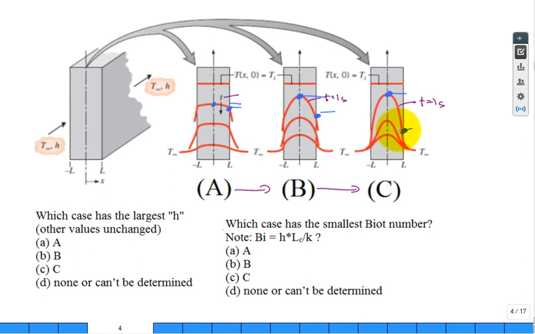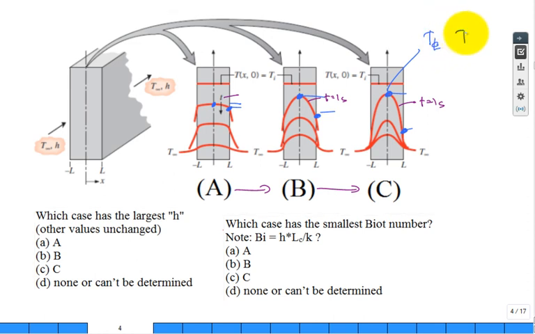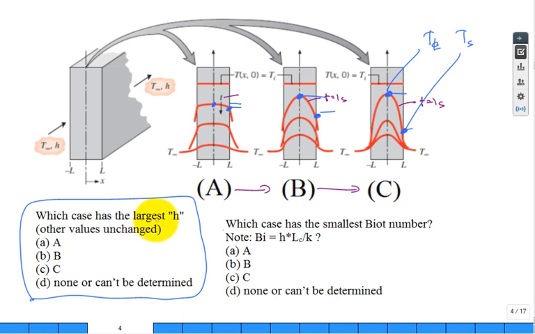We're getting a more severe temperature gradient inside my solid. It's not justified to be lumped capacitance anymore. There'll be a significant difference between the center line temperature versus the surface temperature. Okay. If you take a look at all of these three cases, which case has the largest H, assuming the thickness L is the same, the thermal conductivity is the same, the thermal capacity is the same? All you're going to do is only change H, the convection coefficient.